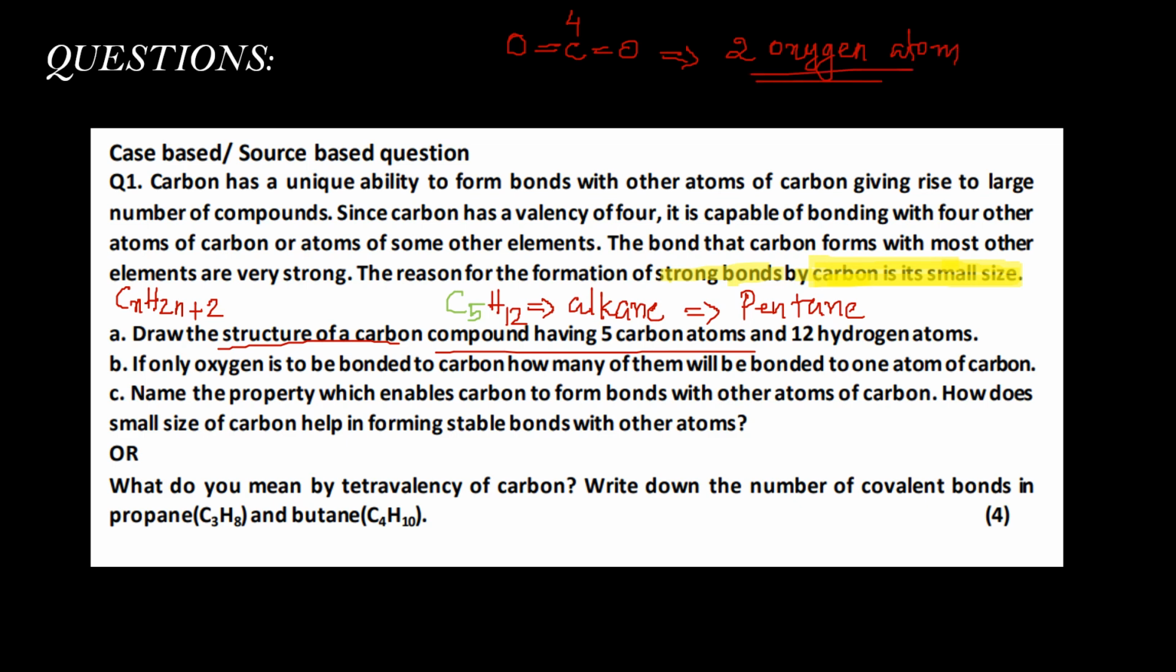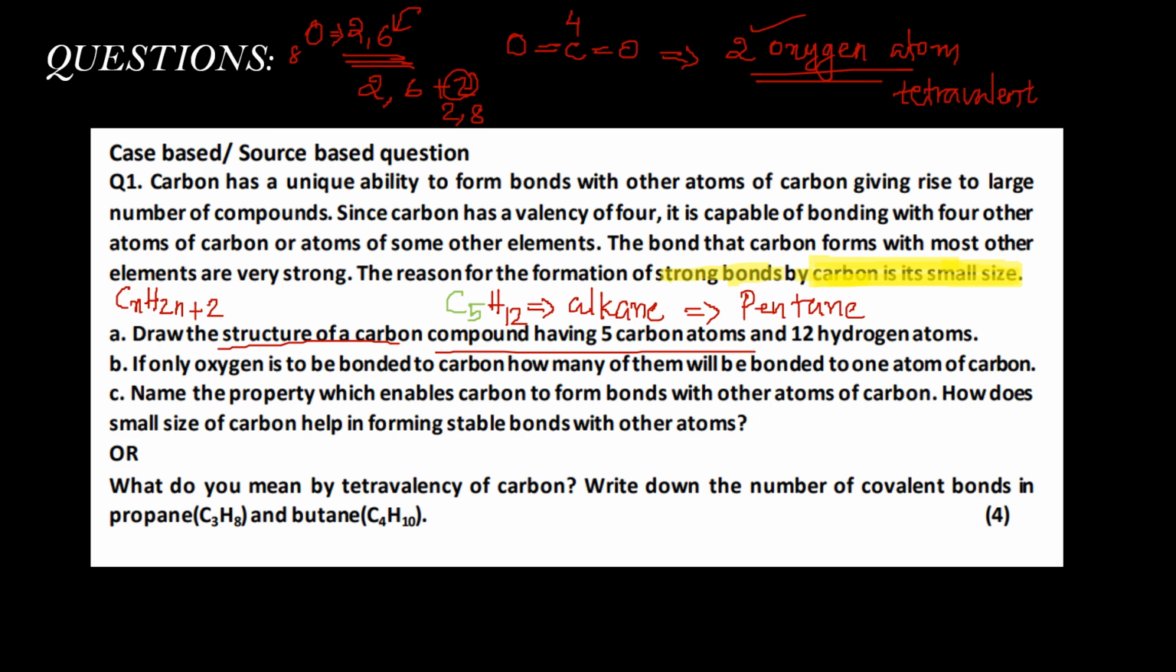Why? Because carbon is tetravalent. And what is the valency of oxygen? Oxygen, the atomic number is 8, and the electronic configuration is 2, 6. So how many electrons does it need? 2 more electrons to complete the octet configuration. 6 plus 2, that means 2, 8. So from where does it get these 2 electrons? It gets them from the carbon atom, since carbon is tetravalent. So 2 oxygen atoms can be attached to the carbon atom.